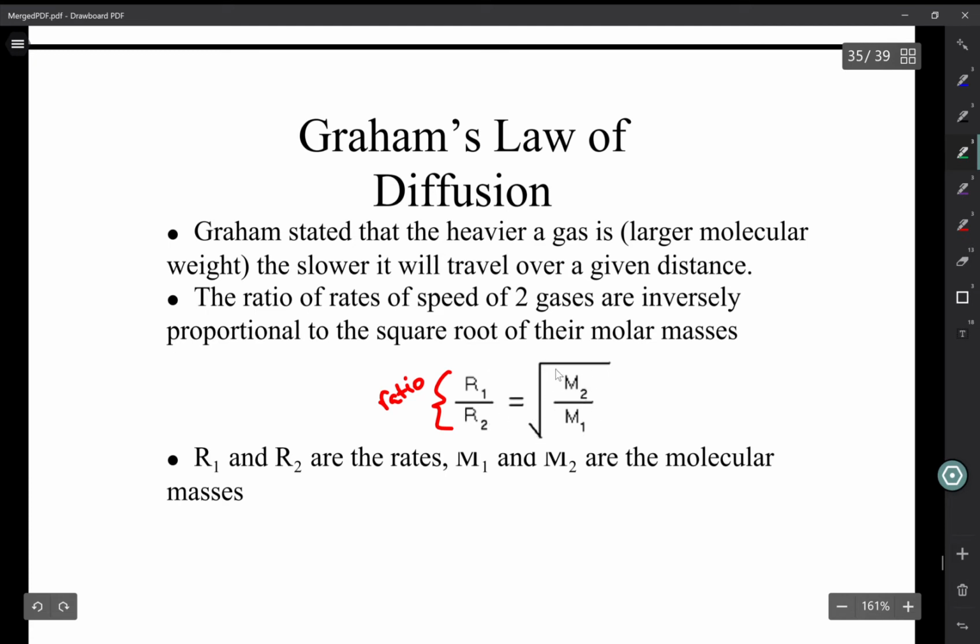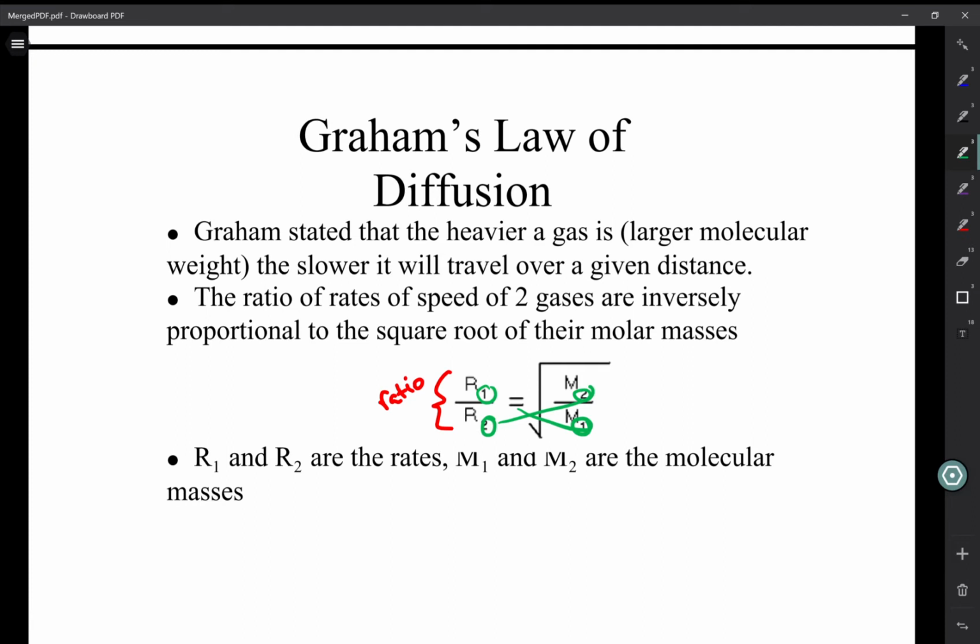So that equals the square root of M. Now remember, capital M, just like in density, is the molar mass of gas 2 over the molar mass of gas 1. Make sure you note R2 and M2, R1 and M1. They're the inverse. You're on opposite sides there.